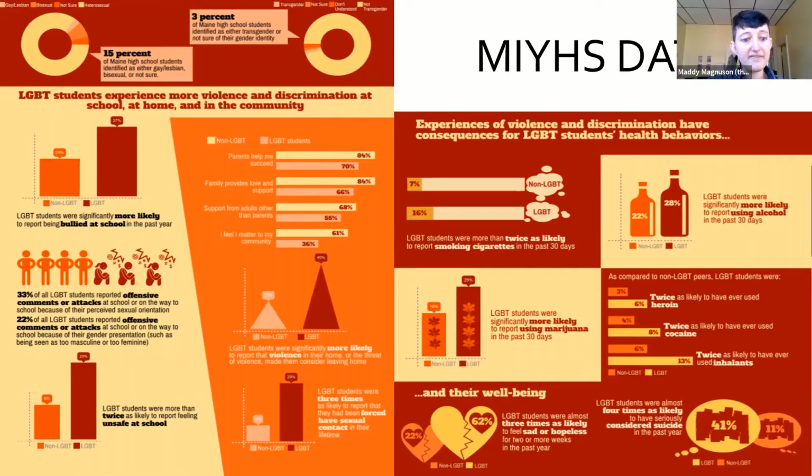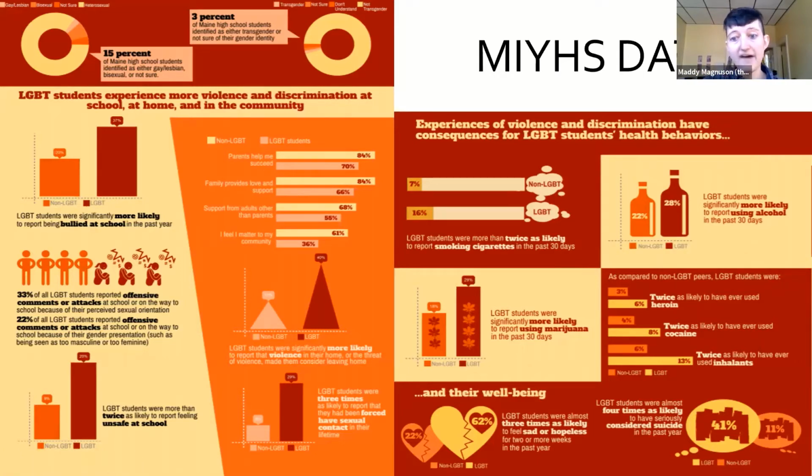And so we see that LGBT students are more than twice as likely to feel unsafe at school. So we see that there are incidences of violence and bullying at school towards LGBT students, and that is affecting LGBT students' health. So for example, they're more than twice as likely to report smoking cigarettes in the last 30 days. They're significantly more likely to report having used alcohol in the last 30 days.